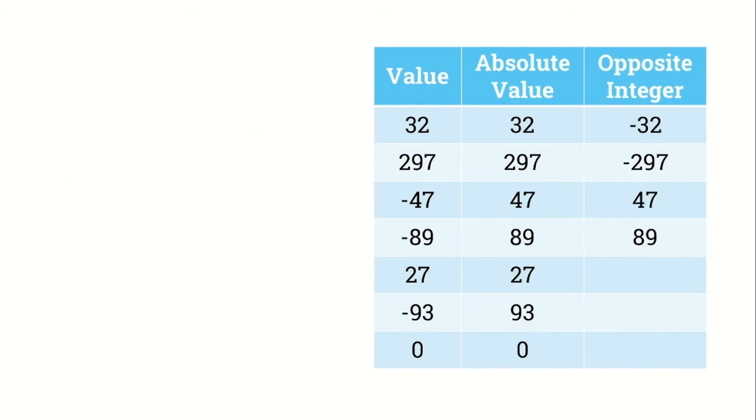Now let's talk about the opposite integer. If you notice, if the value is 32, its opposite integer is negative 32. The opposite integer of 297 is negative 297. Negative 47 is 47. And negative 89 is 89. Of course, if you use the number line all the time, it will take a while to get the answer. So you must figure out a shortcut to find the opposite integer of a certain integer.